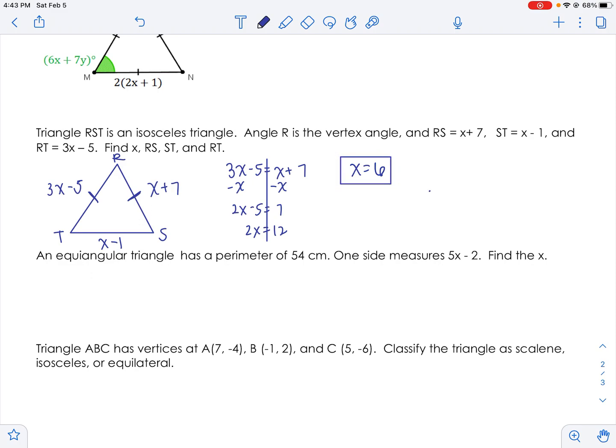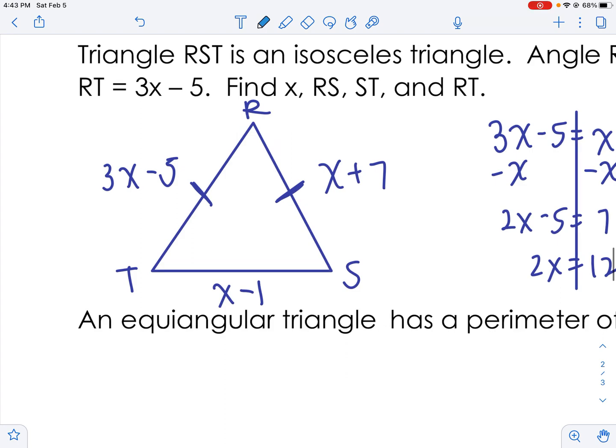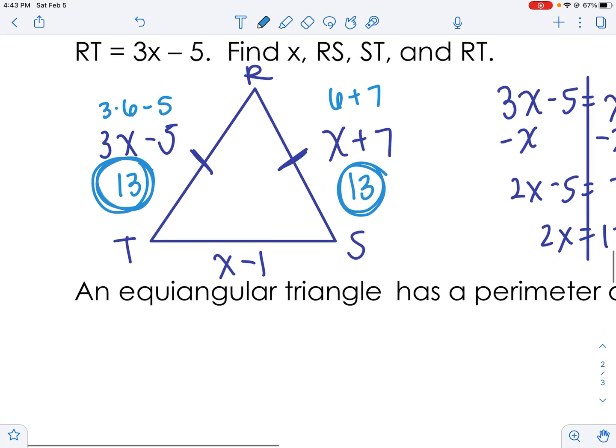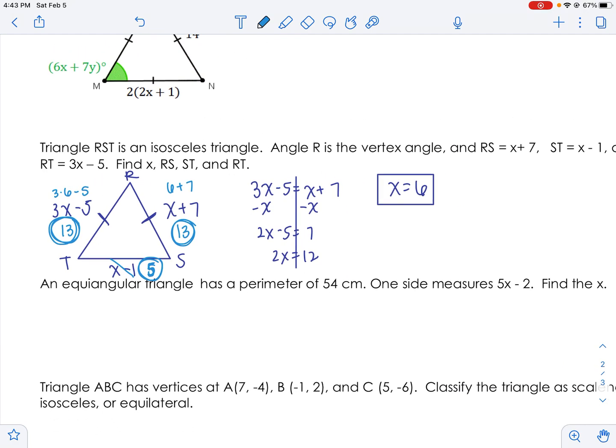But I'm not done with this problem. If I continue reading, it says find x, which I've done, find RS, ST, and RT. So now I'm going to go plug it back in. If x is 6 over here, ask yourself, what's 3 times 6 minus 5? 3 times 6 is 18. 18 minus 5 would make that 13. So R to T is 13. Over here, what's 6 plus 7? Also 13. Remember, they were supposed to be the same because of the ticks. And then our last side, 6 minus 1 would make that 5. Sorry, my 5s kind of look like S's sometimes. And that's it. So from there, I figured out what x was, set it up, and matched my sides.